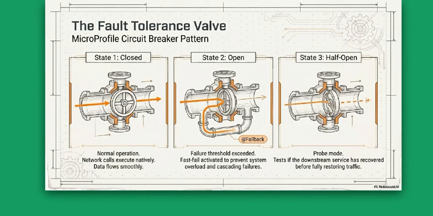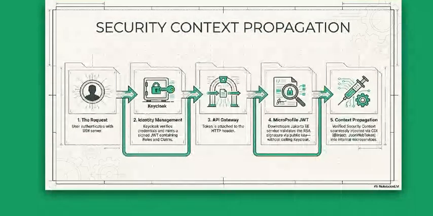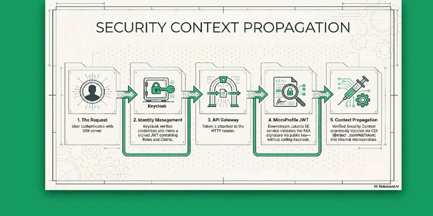Let's do it. Step 1, the user authenticates once. Step 2, the identity management server like Keycloak mints a signed JSON Web Token, or JWT. Step 3, the API gateway attaches that token to the HTTP header. Right. And then step 4, the downstream microservice, MicroProfile, validates the RSA signature on that token without ever calling Keycloak back. It validates it locally using a public key.